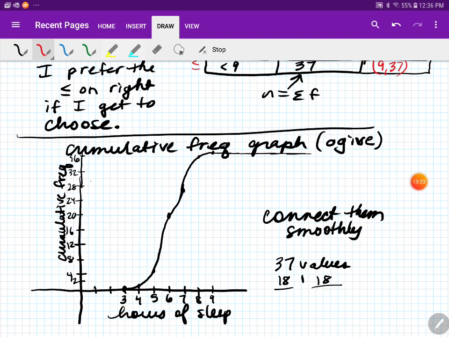So you could find the median by going over here to 19 people, right? And kind of going over. And you're basically thinking, about right there would be the median. Okay, and you're just estimating. It's definitely an estimate, but that would be where 19 would be. So 19 is halfway between 0 and 37. Basically you're asking, what value on my curve corresponds to that?